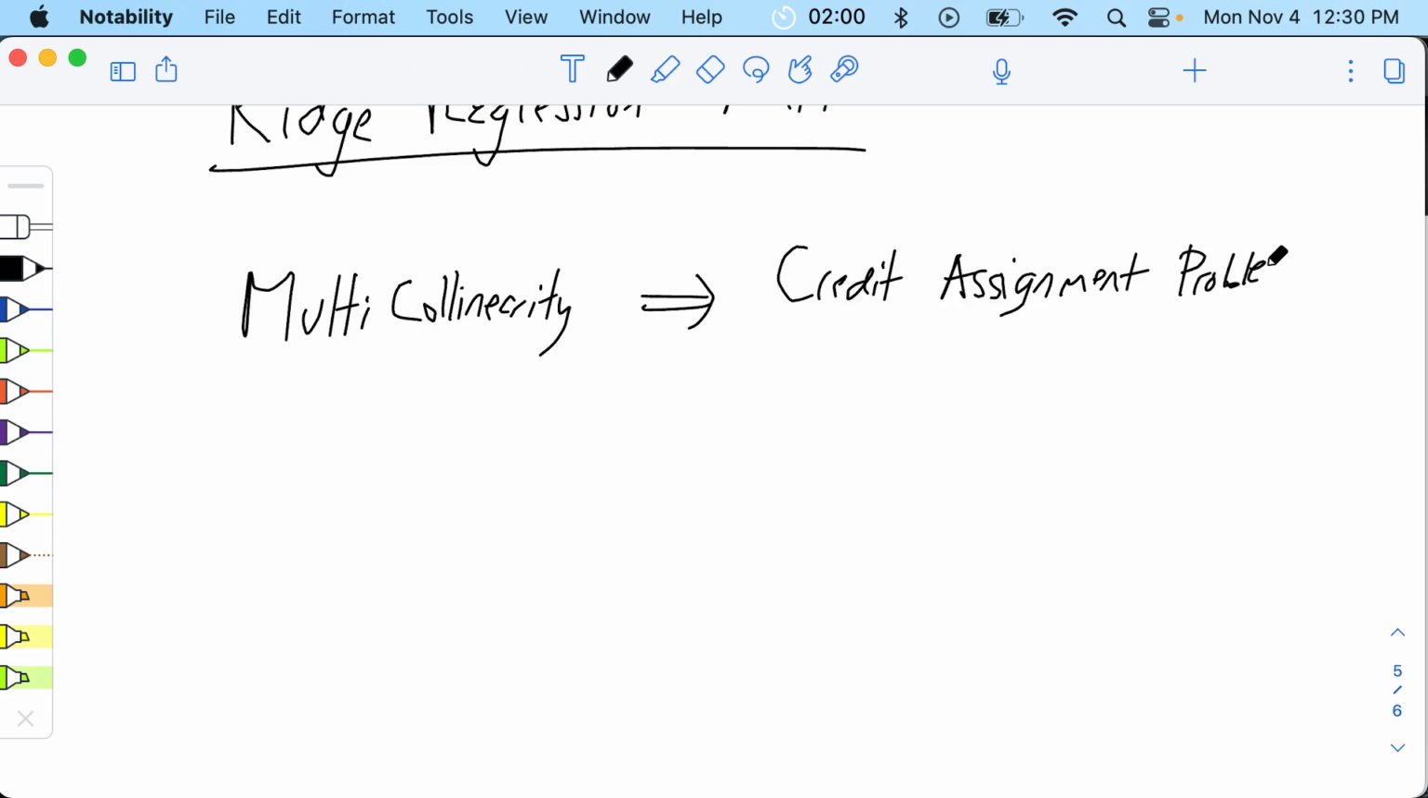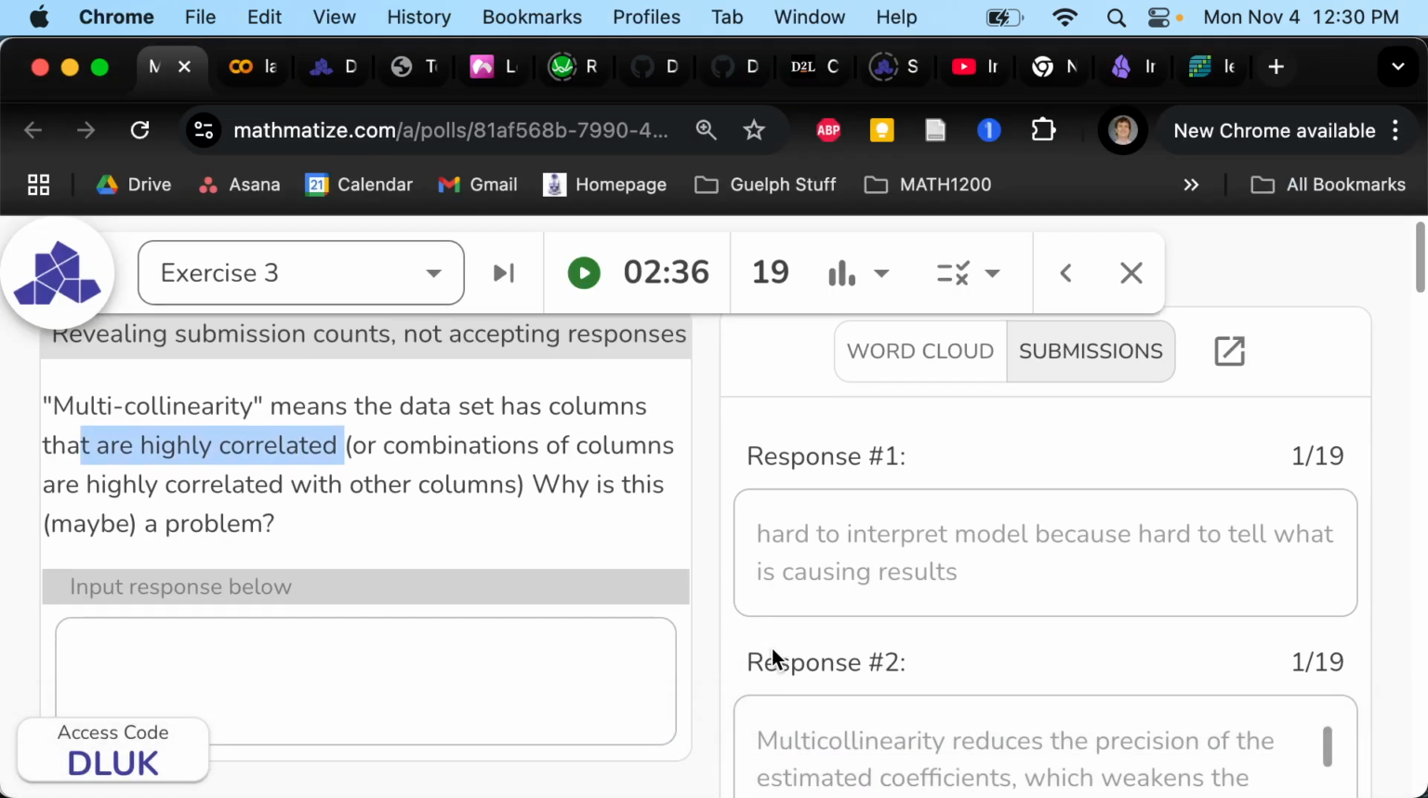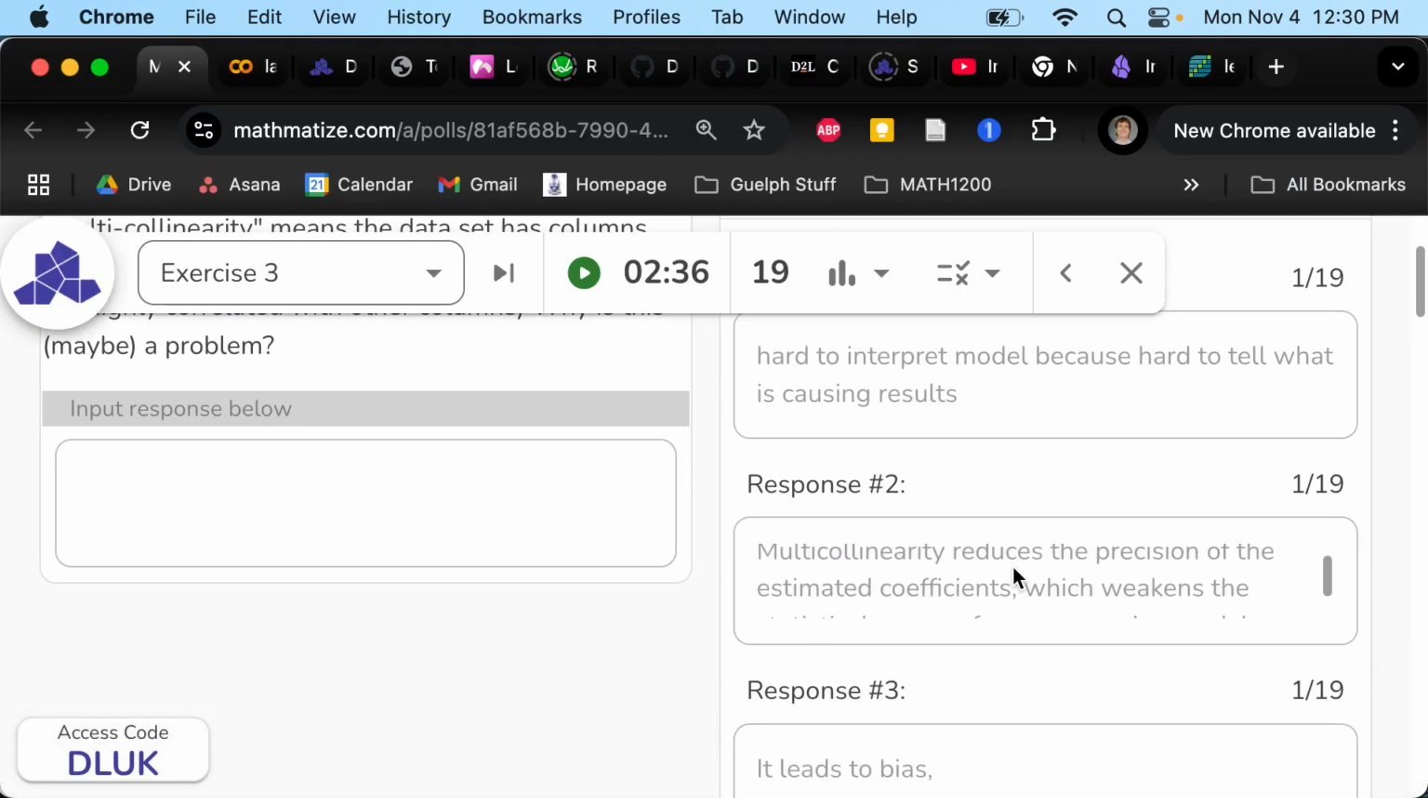Which input caused the output to be large? We don't know, because both inputs were the same. So we don't know if it was the first one or the second one. And this manifests itself in a particular way in regression. Let's see what people said. Reduces the precision of the estimated coefficients.